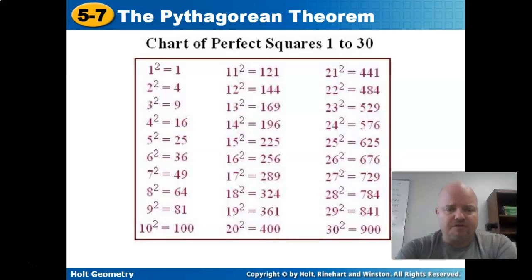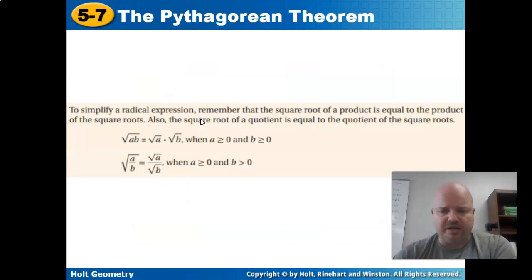So when we talk about perfect squares, we're talking about the numbers to the right of the equal sign. One doesn't really count here. You can always divide something by one. That's not what we're talking about. But if we can divide out a 4, a 9, a 16, and so forth, we need to do that.